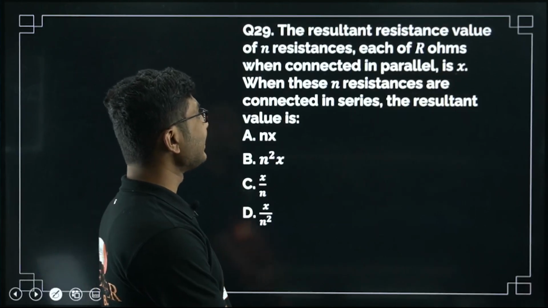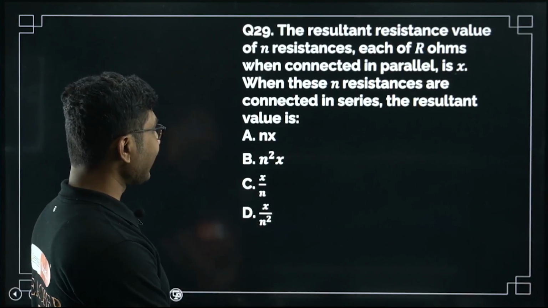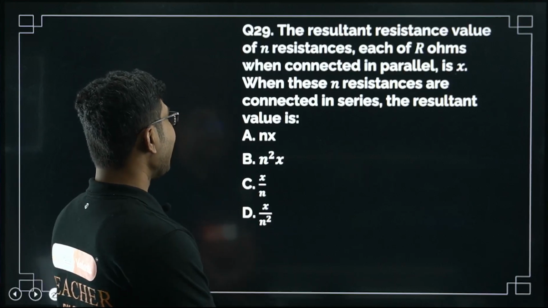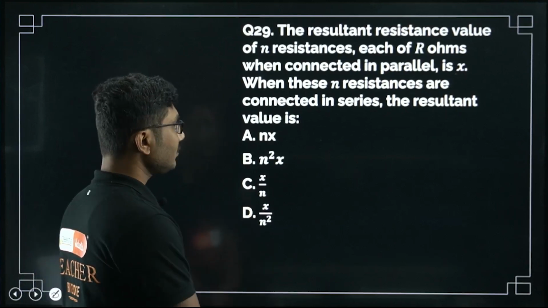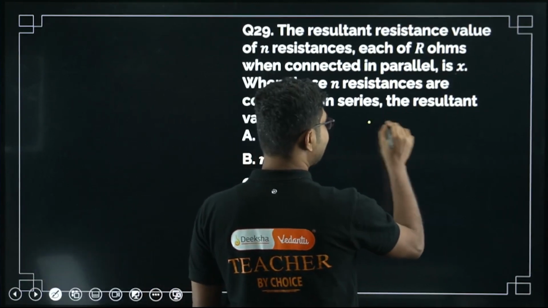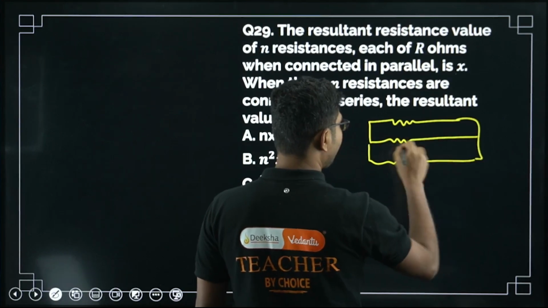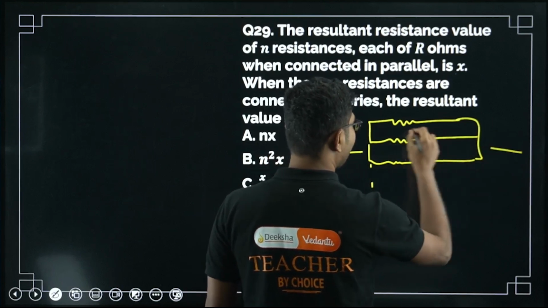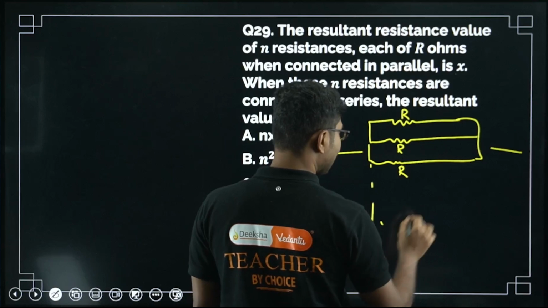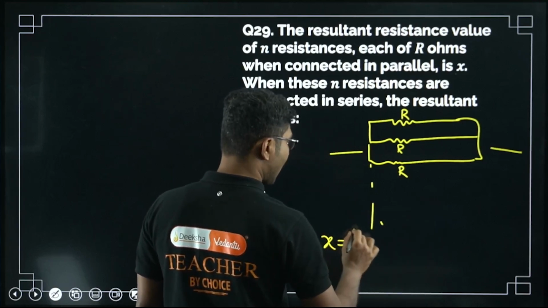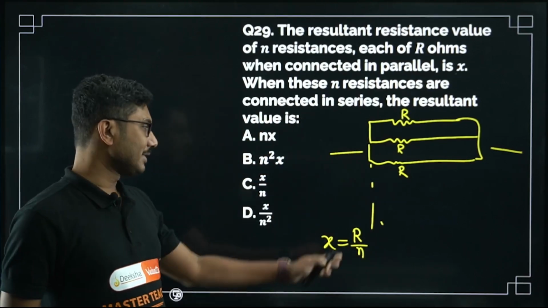Next question: the resultant resistance value of n resistances, each of R ohms, when connected in parallel is X. What is the resultant value when these n resistances are connected in series? So there are n resistances, all connected in parallel, and all of them have value R. What is the equivalent resistance? The equivalent resistance is given by X equals R by N. As simple as that. When connected in parallel, the equivalent resistance is R by N.